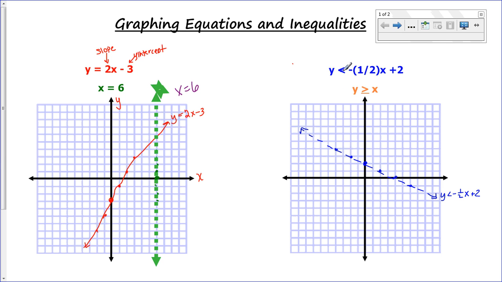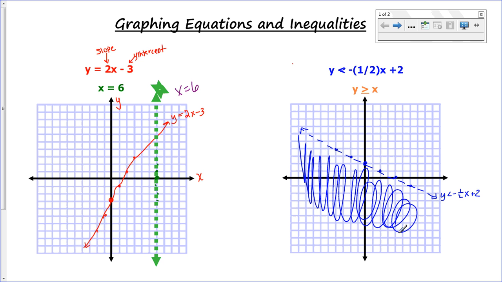They want to eat big things. So if the alligator isn't eating the y, then the y isn't big, and that means you shade below the line because all the small y values are on the bottom. So here's the line. Below the line would be all this stuff down here.